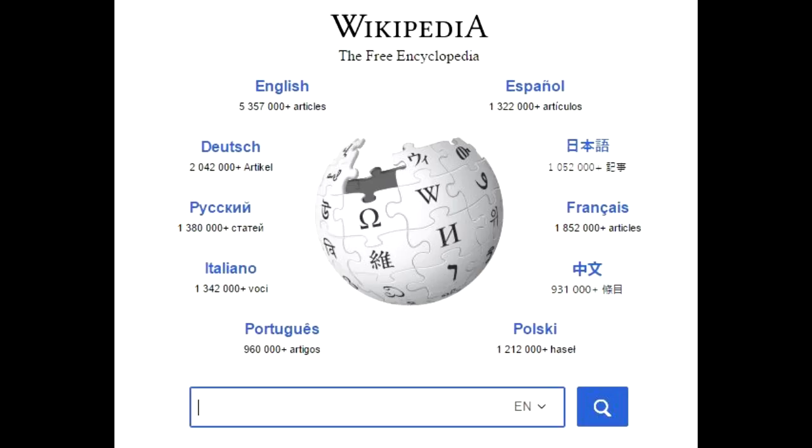I would be remiss if I didn't talk a little bit about Wikipedia, one of the great sites for participation on the web. As I like to say, it's certainly not perfect, but it is miraculous.